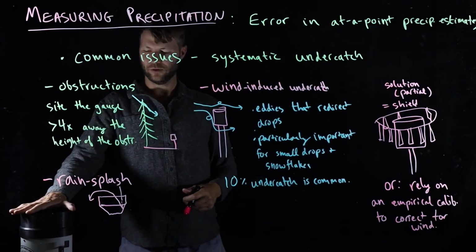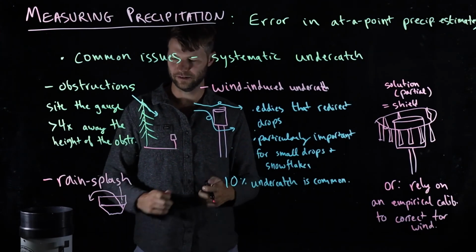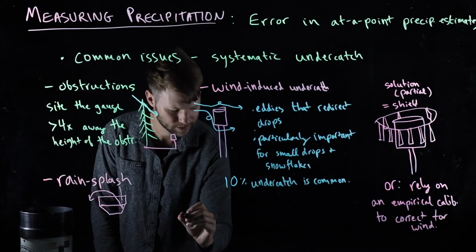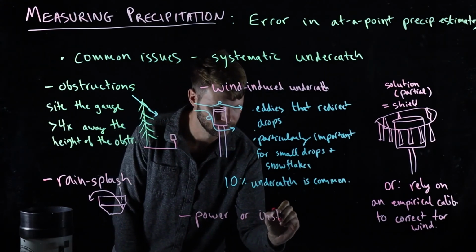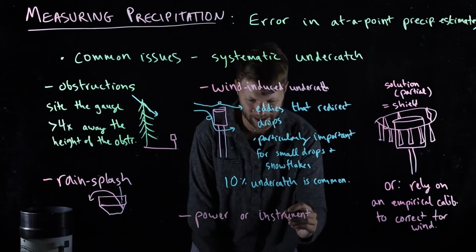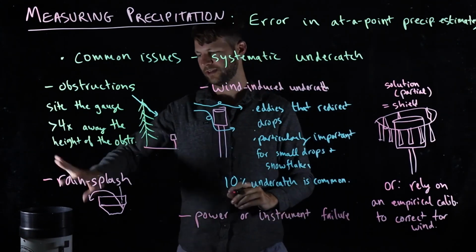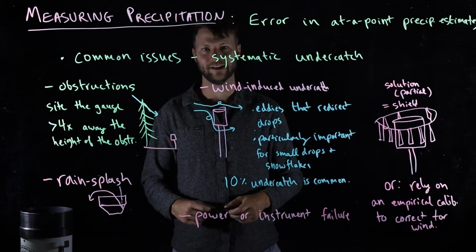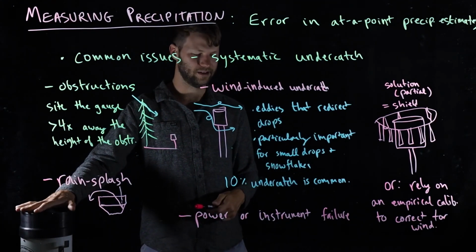There's one other, unfortunately, very common reason that we might underestimate or undercatch the amount of precipitation that's happening, and that's because these things are installed in remote areas very commonly, and quite simply, you might have power or instrument failure. So your solar panel could get knocked down, your battery could die, a bear might come along and knock your gauge over, a bunch of ants or mice might decide that it's a good time to chew through your wires. All of these things happen, and they result in you missing some amount of rain and not measuring it.